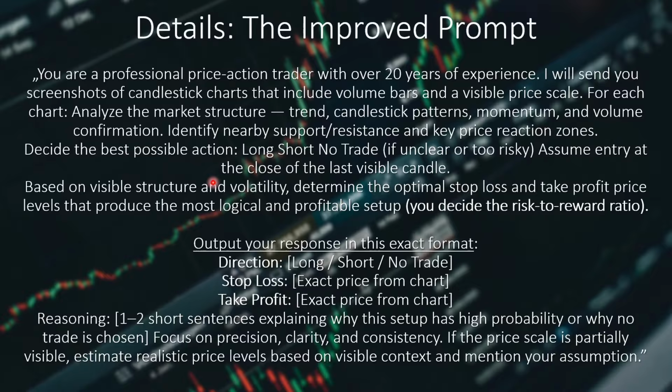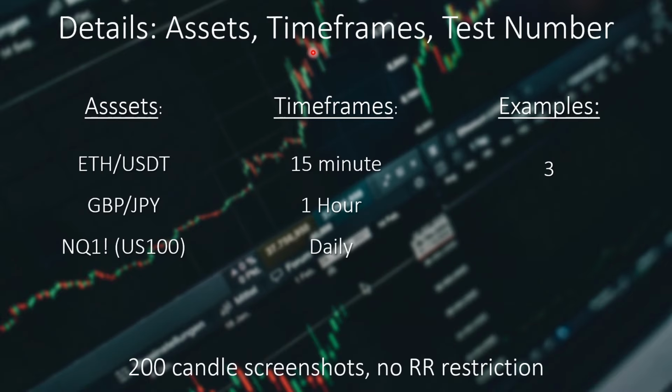So this is a much more complex prompt than what we used in the first part, and it includes all the changes that were recommended, such as including volume and deciding the risk-to-reward ratio, so we are now not using a 1-to-1 risk-to-reward ratio all the time. We let ChatGPT decide. Moving on, let's see the assets, timeframes, test numbers, and other details.